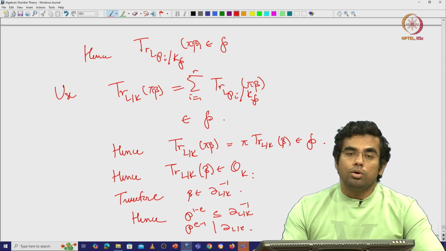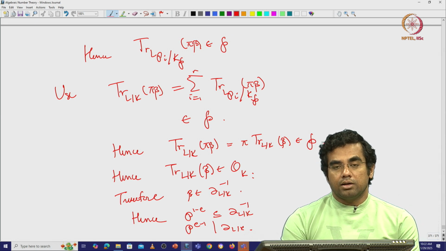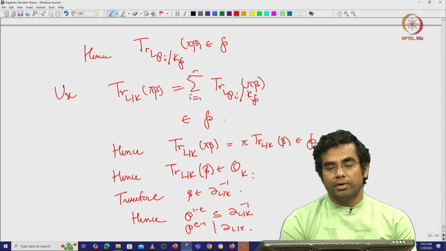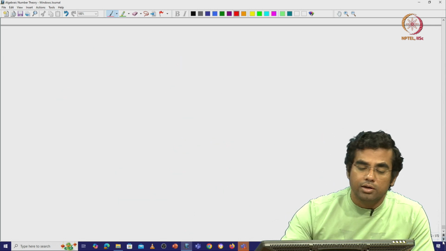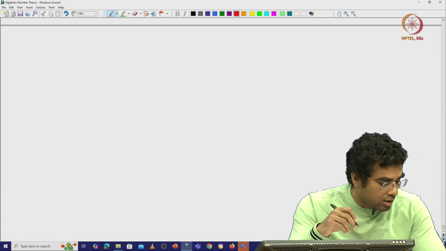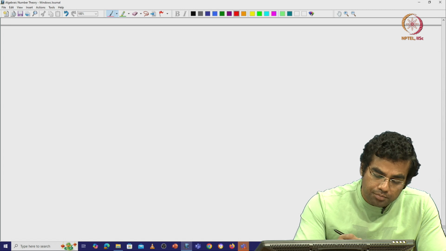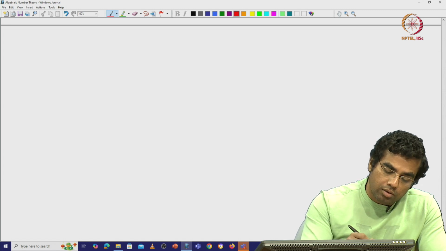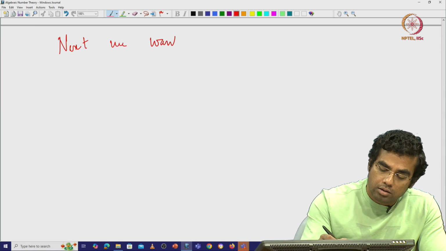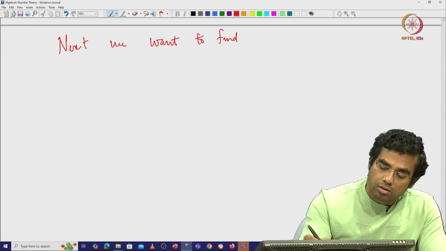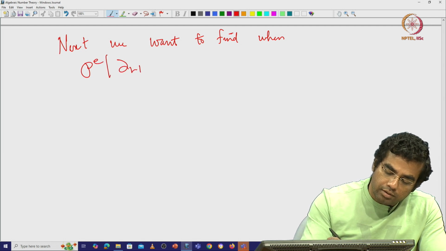But now we want to know if some bigger power of P divides the different, and we said that P to the e divides the different if and only if p divides e. So, let us prove that, and we are basically going to redo the same argument. We are just going to be a little bit more careful. So, now next we want to find when P to the e divides the different.